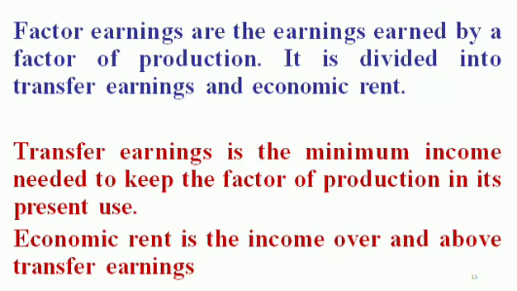Factor earnings are the earnings earned by a factor of production. It is divided into transfer earnings and economic rent. Transfer earnings is the minimum income needed to keep a factor of production in its present use. In other words, it is the opportunity cost of being employed. Economic rent is anything over and above transfer earnings.